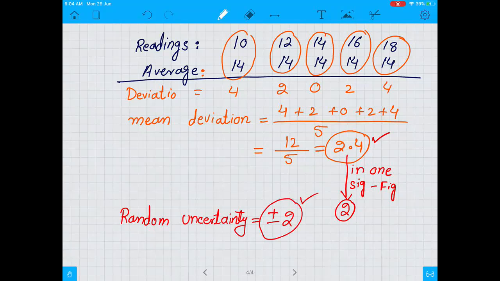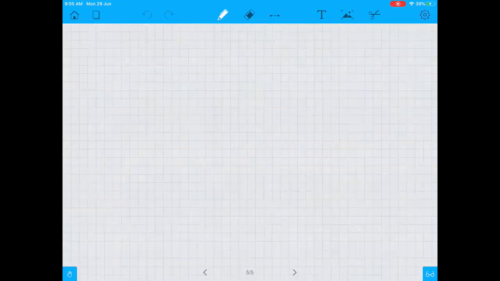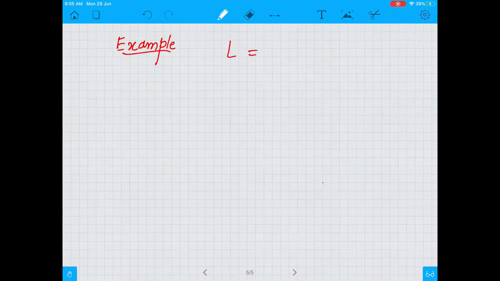So the concept of random uncertainty is that you need to calculate the mean deviation, and the mean deviation in an experiment would be equal to the random uncertainty. Just for example, let's solve another example. While calculating random uncertainty, the actual value is not needed. You calculate a quantity L that was 20, 21, 22 centimeter. These are the readings.